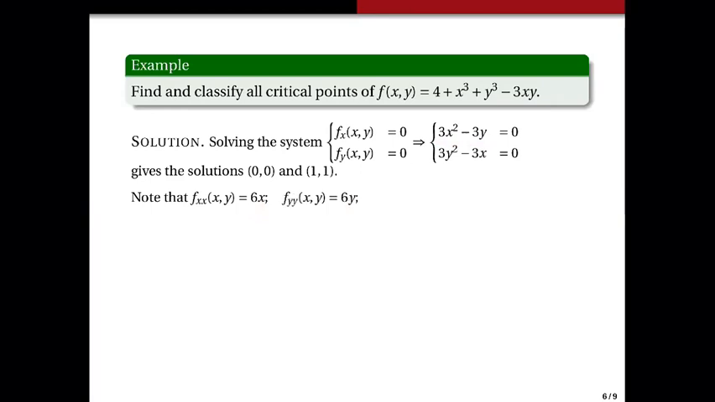okay? And then this is your f sub y. If you get the derivative of this with respect to y, you'll get f sub yy. And this is 6y. Okay? And if you get, for example, in here, you have your f sub x, you get f sub xy. So the derivative of this with respect to y, you just get -3.